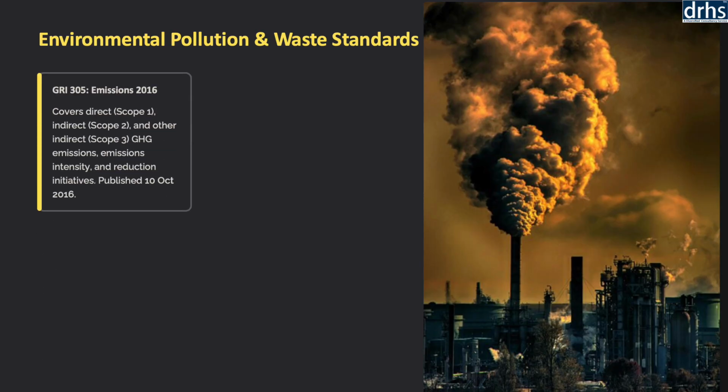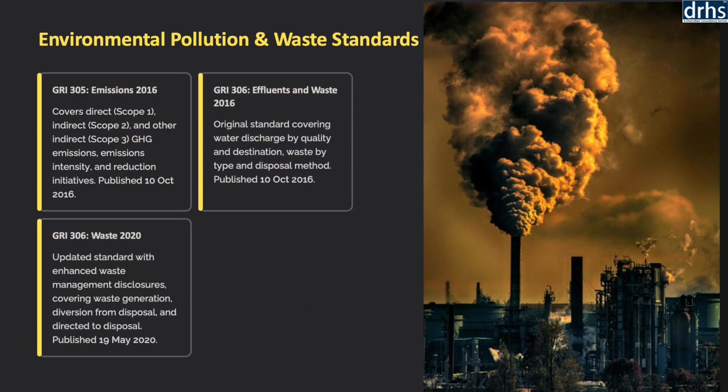GRI 305, Emissions, 2016, addresses the measurement and reporting of greenhouse gas emissions, including Scope 1, Scope 2, and relevant Scope 3 categories. It emphasizes transparency in emissions intensity, reduction initiatives, and climate-related performance, thereby aligning corporate practices with global decarbonization imperatives. Complementing this, GRI 306, Effluents and Waste, 2016, updated 2020, provides a structured framework for disclosing water discharge quality, waste generation, treatment, and disposal methods.